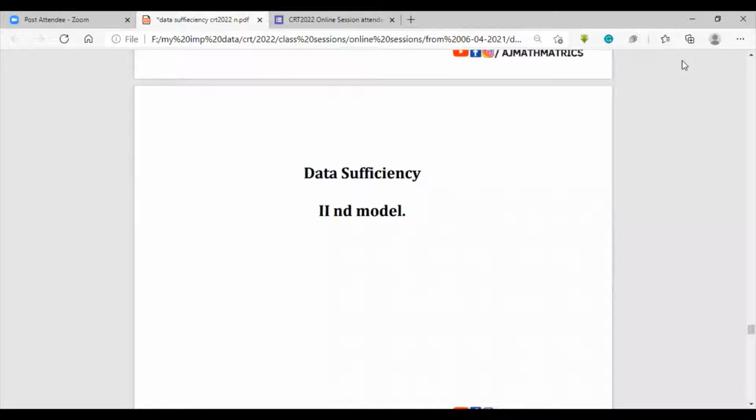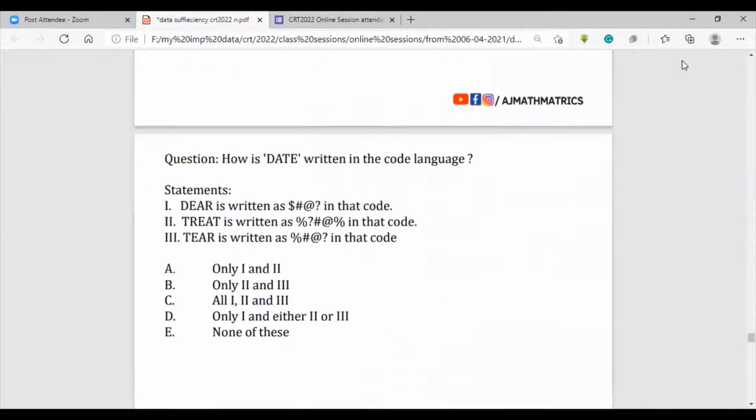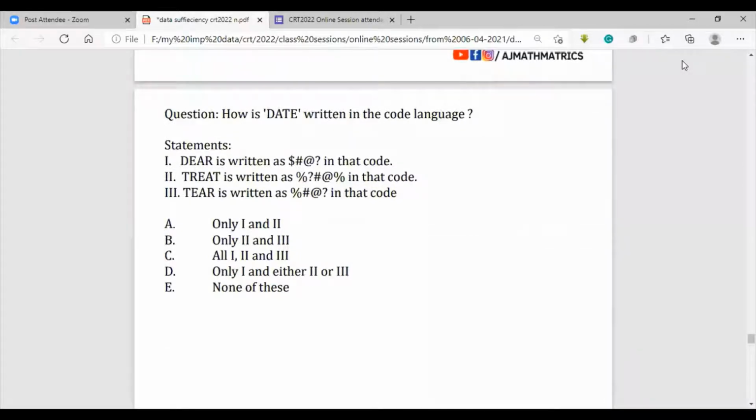Those are all predefined options, and you need not remember them, because in an examination, the question and statements will be followed by five options, and an option says that one alone is sufficient, two alone is sufficient, something like that. So you can easily get the answer there. But in the second model, for every question, the options will be different. In the first model, for every question, the options will be the same.